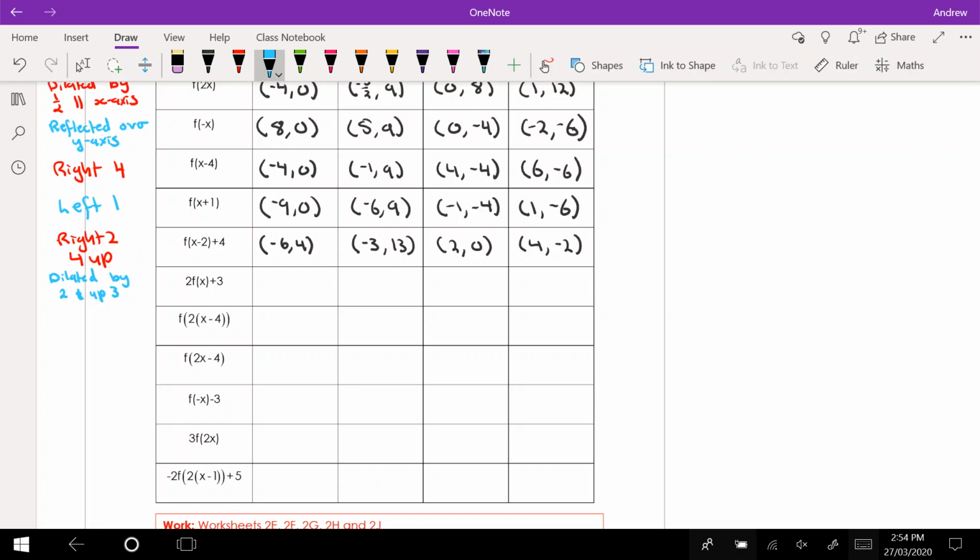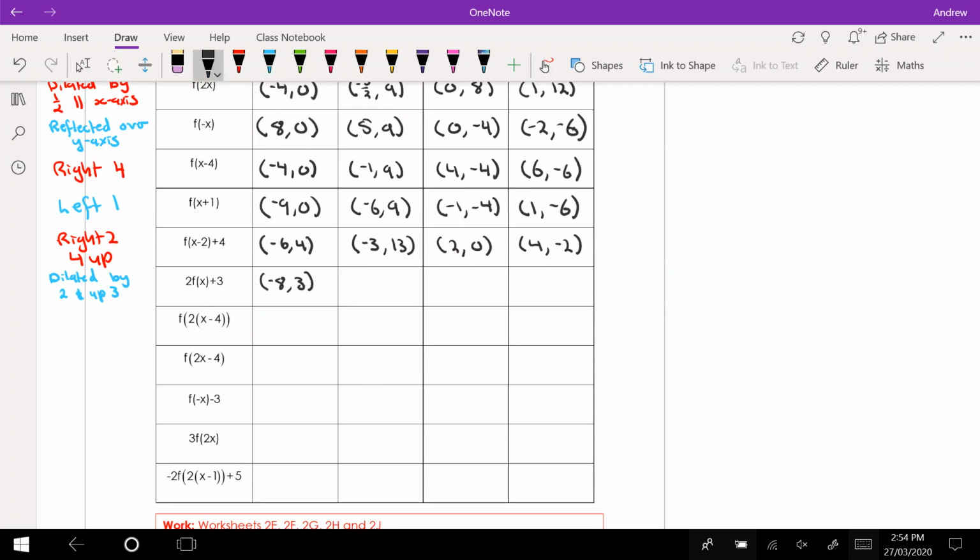So the coordinate is negative 8, 0. If the coordinate is negative 8, 0, and I dilate that by a factor of 2, what's my new y coordinate going to be before I move up or down? It's still going to be 0. I can't dilate 0 anymore because it's just on the axis. So it's going to be negative 8, 3.